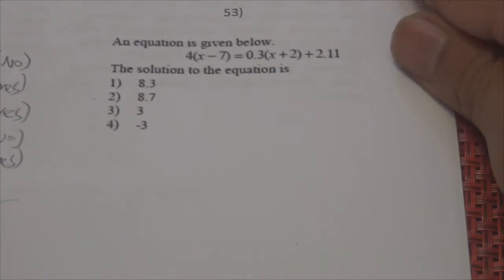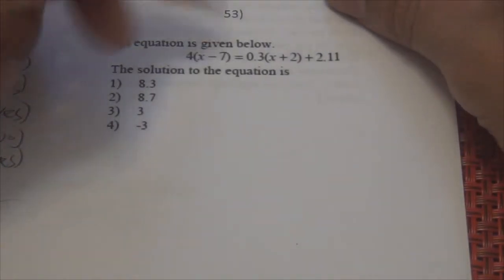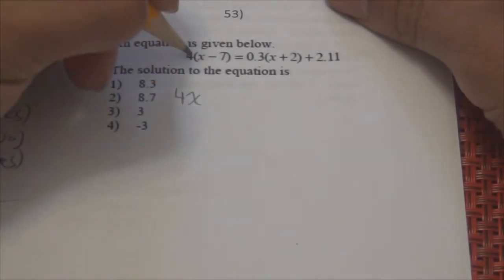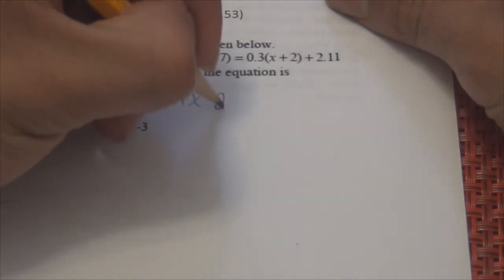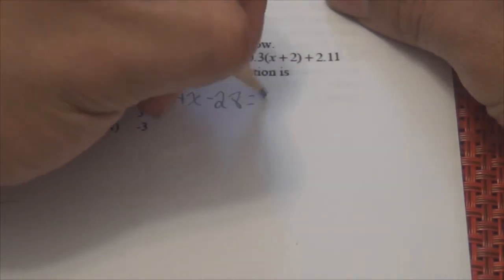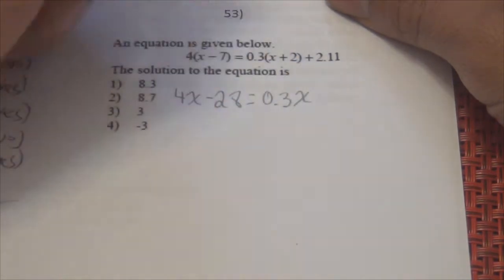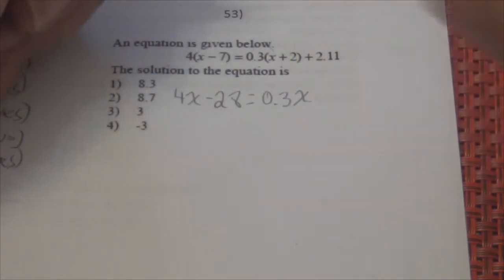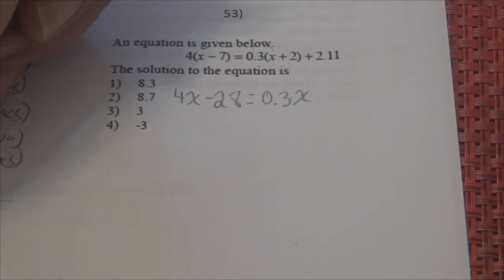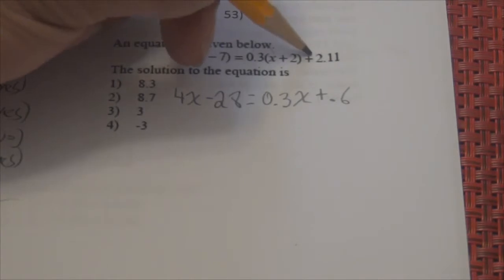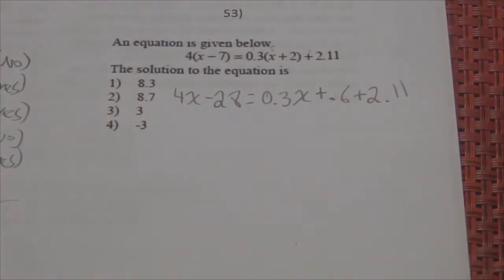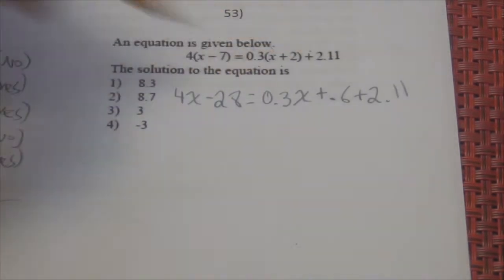The first thing I have to ask myself is, is there distributive property? And I see that there is. So 4 times x is 4x minus 28 equaling 0.3x, distributive property, plus, what is 0.3 times 2? Beautiful, that's 0.6. And then plus 2.11. All right, the next rule is, are there any fractions? No, there are no fractions.